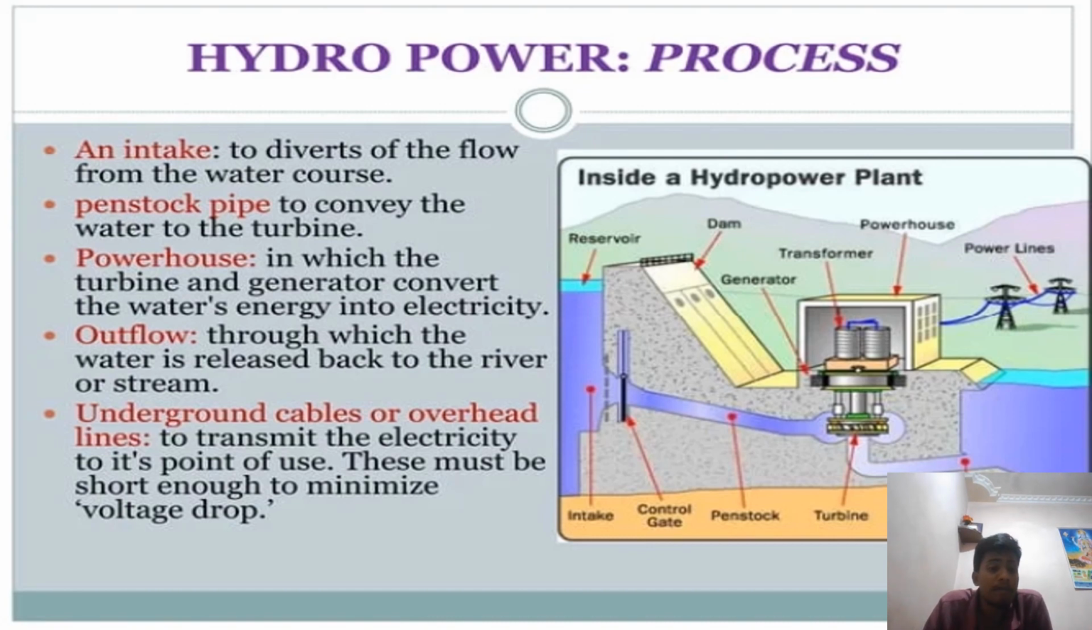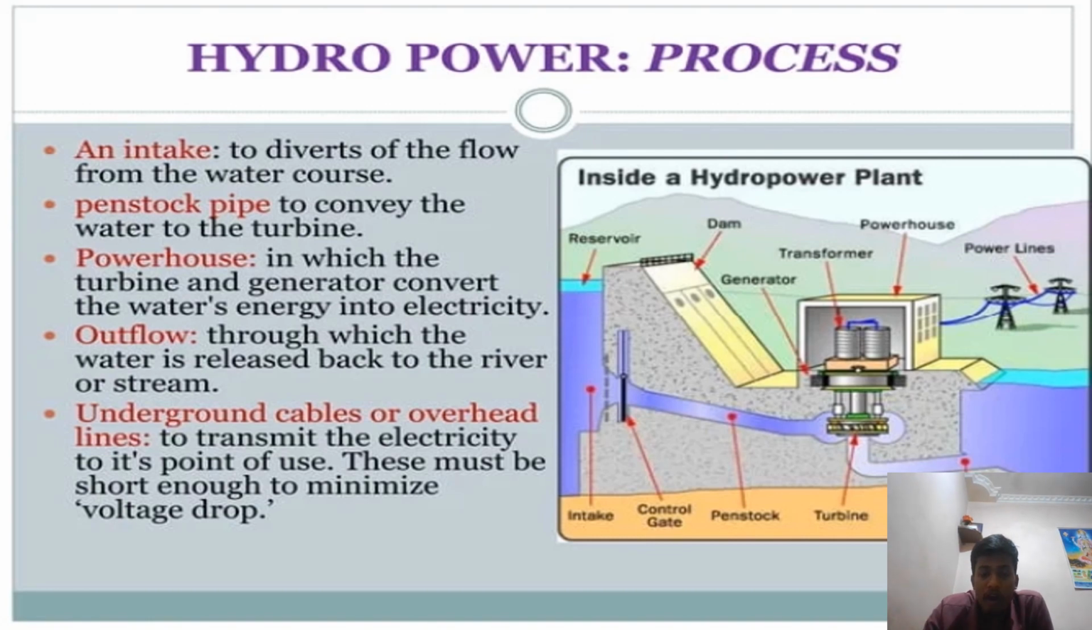So, coming to hydropower, the process of hydropower is being shown in this particular slide. There is an intake, the function of which is to divert the flow from the water course. A penstock pipe conveys the water to the turbine powerhouse, in which the turbine and generator convert the water's energy into electricity. An outflow, through which the water is released back to the river or stream, whichever stream it has come from. Underground cables or overhead lines transmit the electricity to its point of use. These must be short enough to minimize voltage drop.